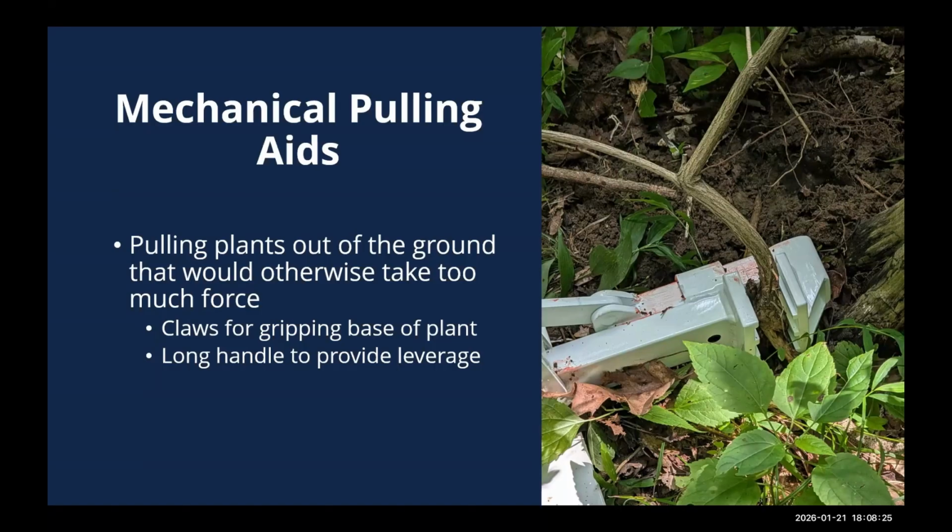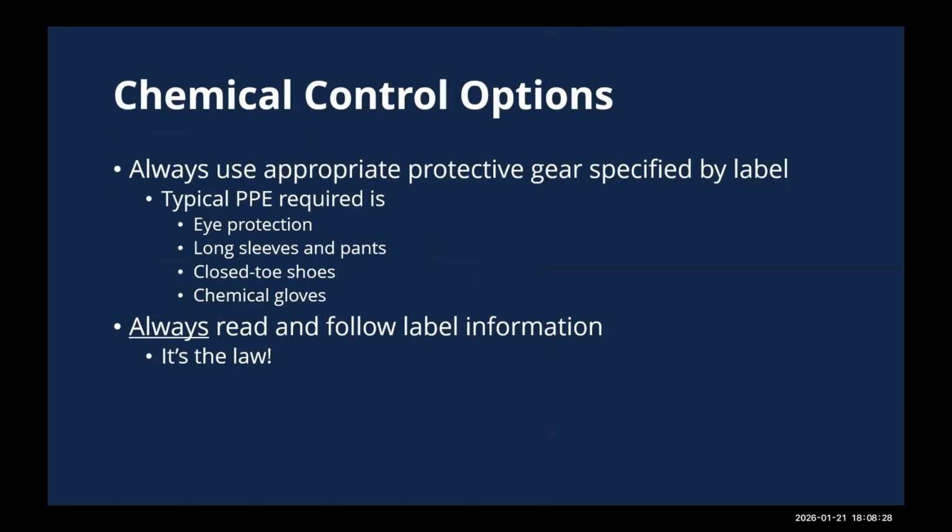And so those are some of the mechanical options. Let's talk about the chemical options. So this is when you're using herbicides to control invasive woody plants. Anytime you are using herbicides, you want to make sure that you're, of course, being safe. So you want to use the appropriate protective gear. So that could be often things like eye protection, long sleeves and pants, closed-toed shoes, and chemical-safe gloves.